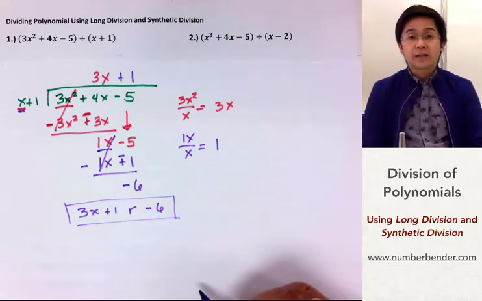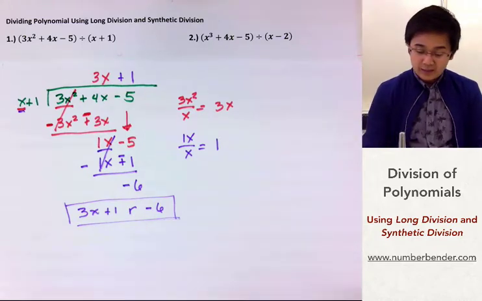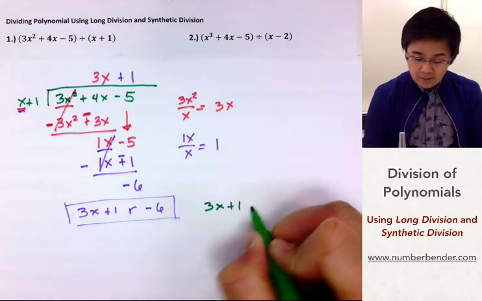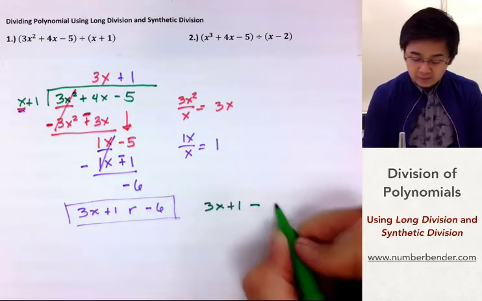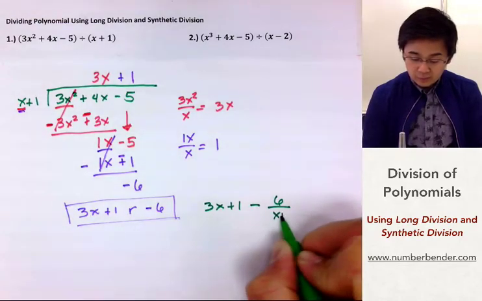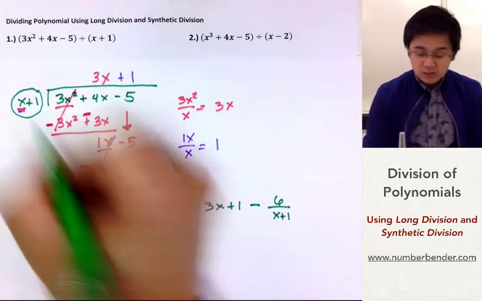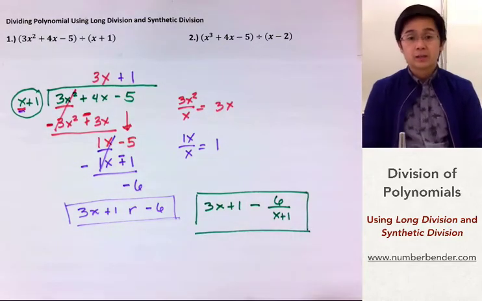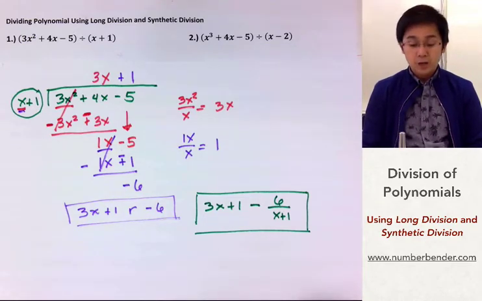And another way of writing out our answer is in standard form as 3x plus 1 minus, since this is negative, 6 all over the divisor, which is x plus 1. So we use the divisor as the denominator for our remainder. So this is how we use long division in dividing polynomials.